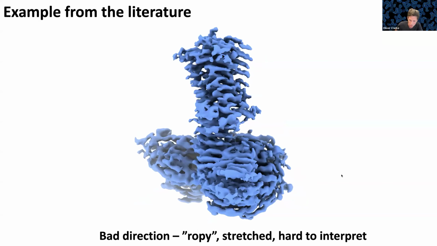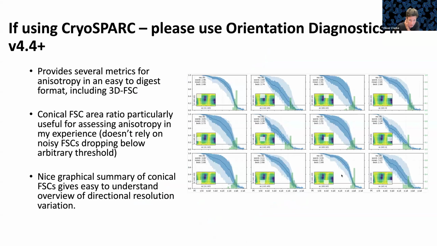And so that's why I would strongly, strongly encourage, if you're using CryoSPARC, there's a comprehensive package of orientation diagnostics that are now calculated on the fly during refinement, and can be calculated also afterwards using this orientation diagnostics job. That is really great for providing metrics for anisotropy in an easy to digest format. The conical FSC area ratio is particularly useful in my experience, and you can report all this data directly. That's really nice. Similar data is reported using the 3D FSC server.